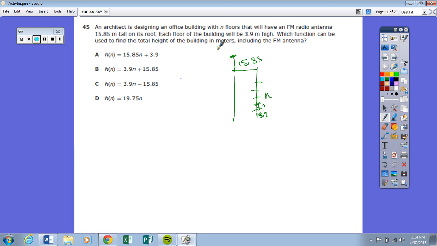And remember, anytime there's a number that's repeating over and over, that is the number that gets the variable with it, because it's the multiplier, okay? So right off the bat, this has to be true, so I'm going to cross off these, okay? Now you just have to decide, if we want the total height of the building, should I add that antenna on or should I subtract it? And that'll be your answer.